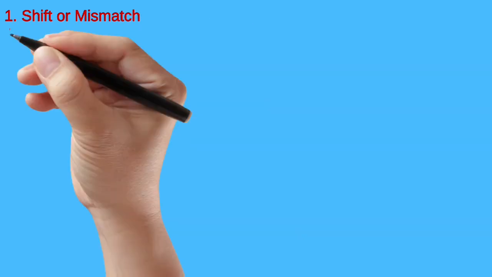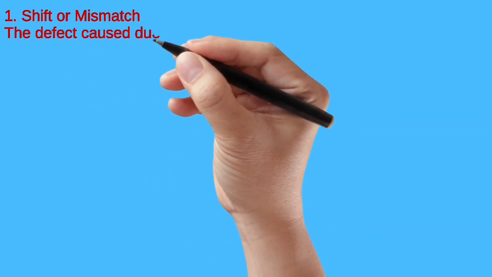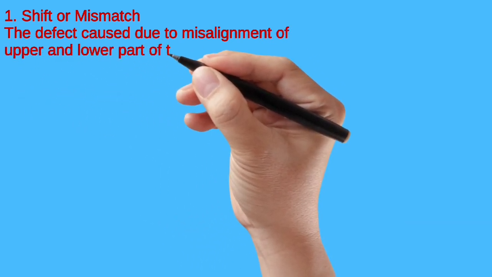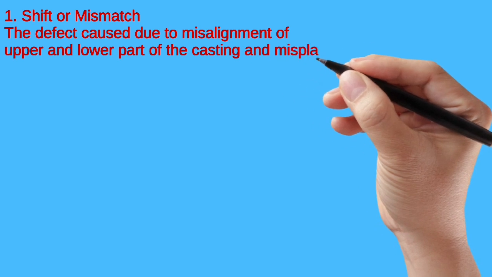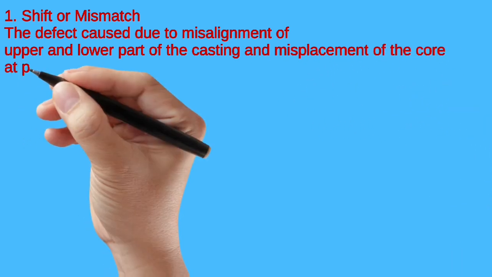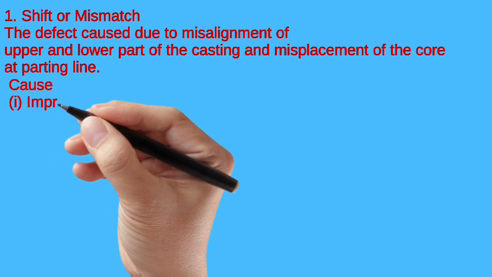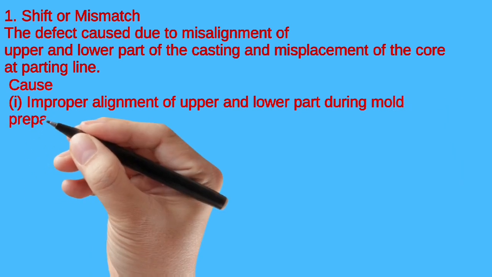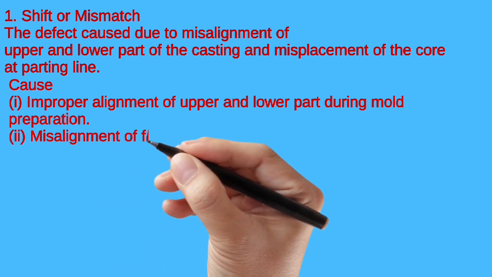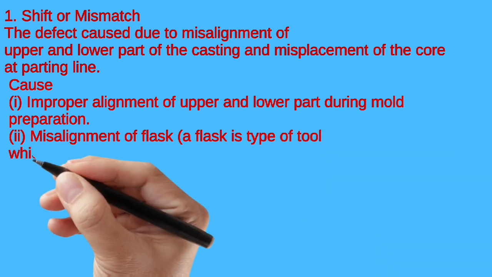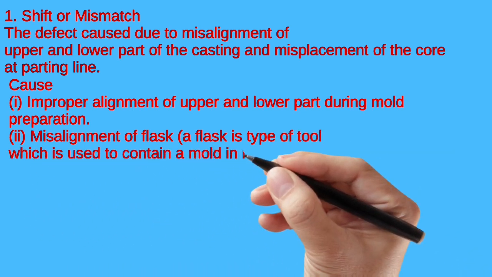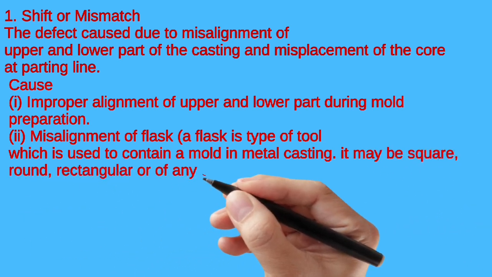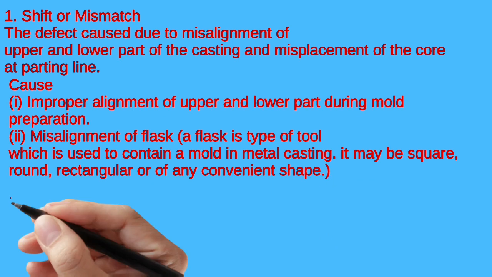Number 1, shift or mismatch. The defect is caused due to misalignment of upper and lower parts of the casting and misplacement of the core in the parting line. Cause number 1, improper alignment of upper and lower parts during mold preparation. Number 2, misalignment of flask. A flask is a type of tool which is used to contain the mold in metal casting. It may be square, long and rectangular, or any convenient shape.